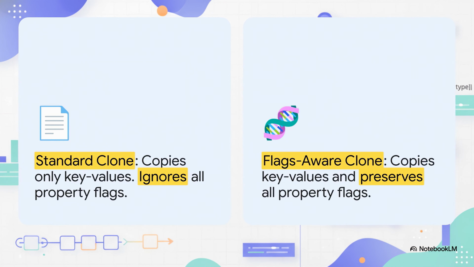Now this is where things get really important. If you use a standard cloning technique, like a simple for-in loop, you are only copying the keys and values. You're completely ignoring all the flags. This means your new object will have all its properties reset to the defaults, writable, enumerable, and configurable, all set to true. And that can lead to some really nasty, hard-to-find bugs. But with a flags-aware clone, you create an exact replica of the original object, preserving all of its properties' behaviors.